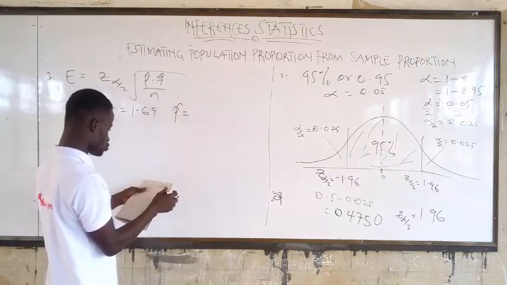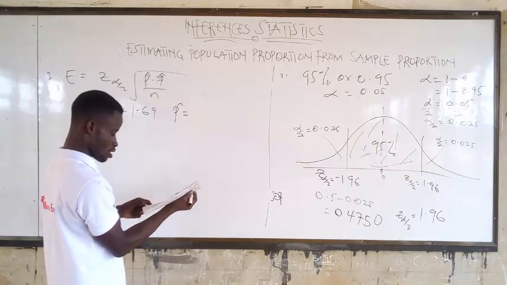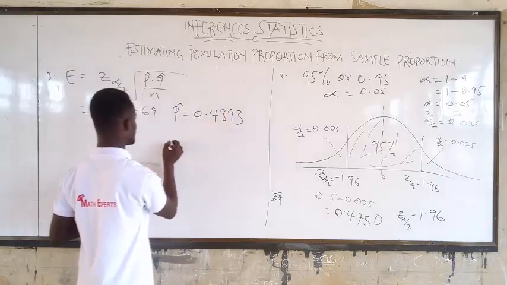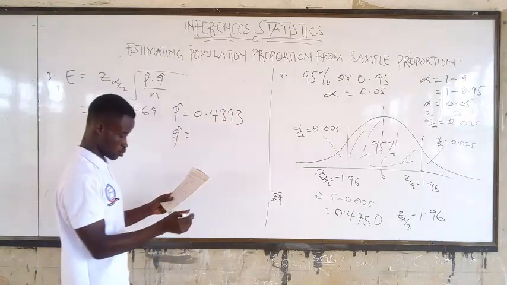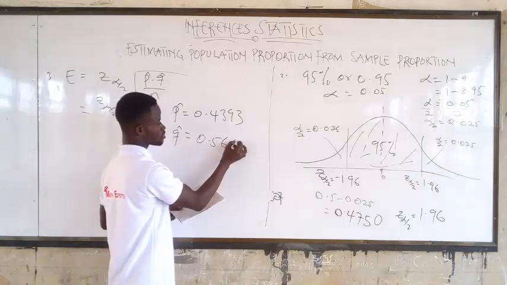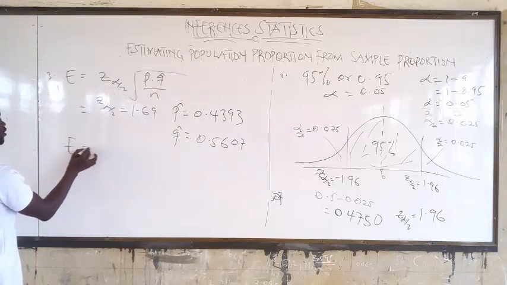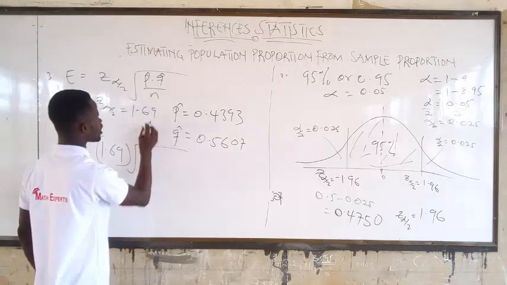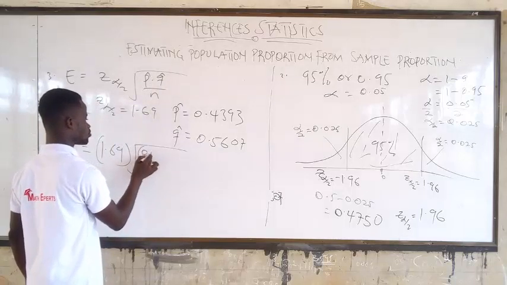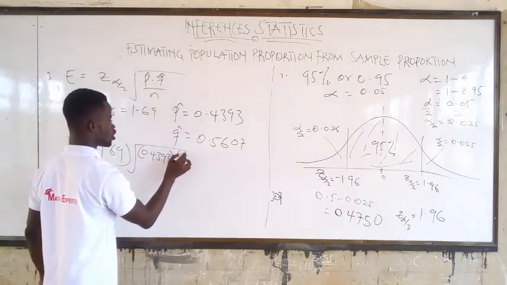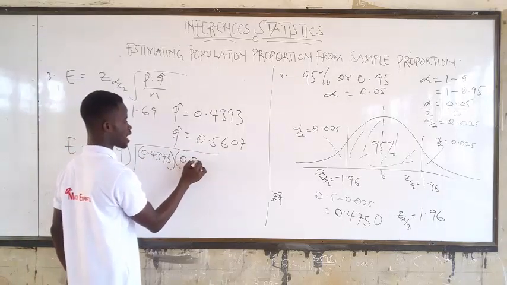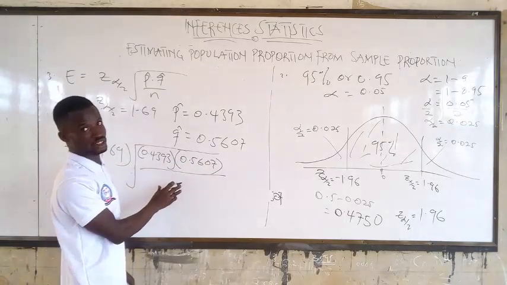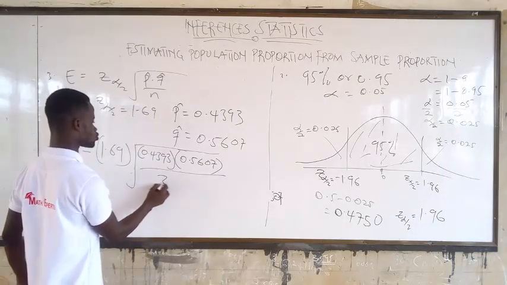We know the p hat is also equal to 0.4393, and we know the q hat is equal to 0.5607. I hope you can see that. So the error will be 1.69 times the square root of 0.4393 multiplied by 0.5607, then you divide by the n. And the n is what? We know the n is 2.8.